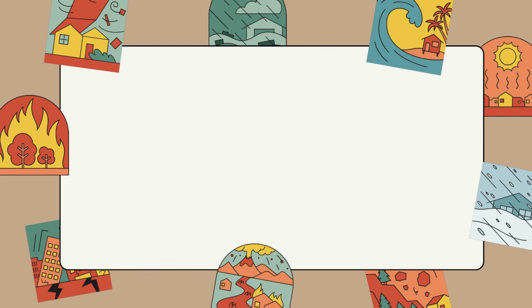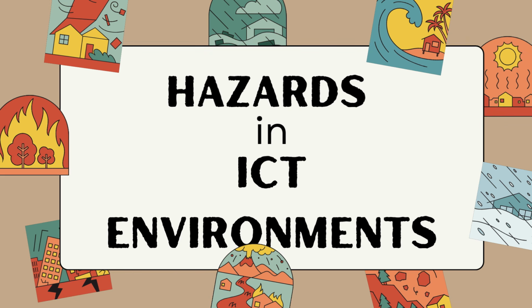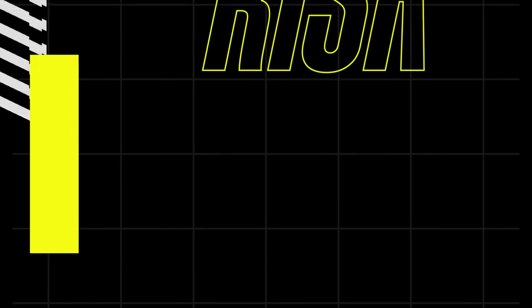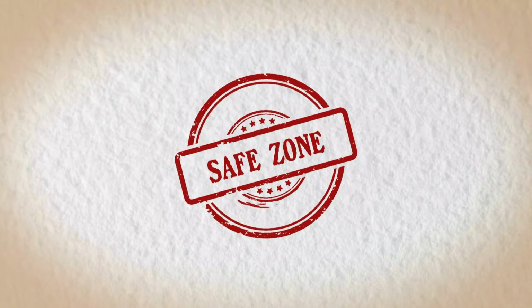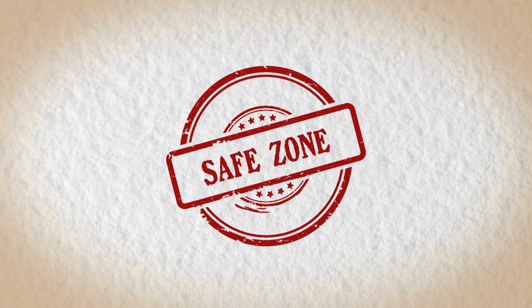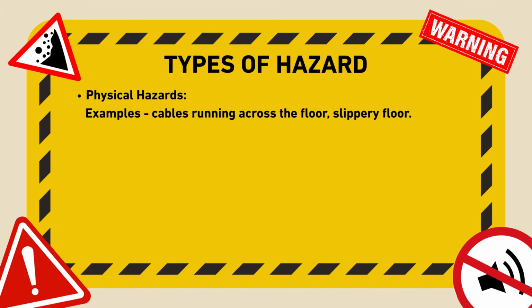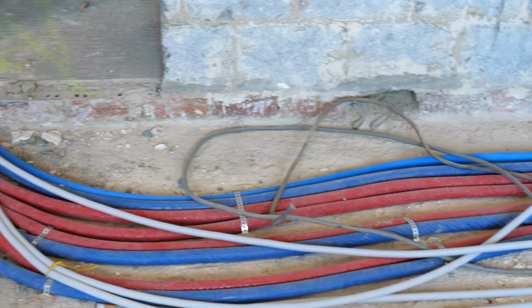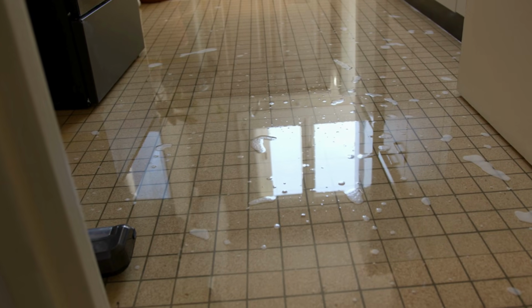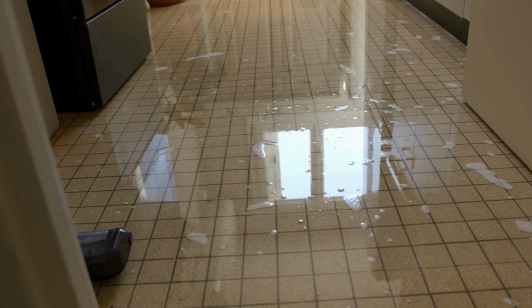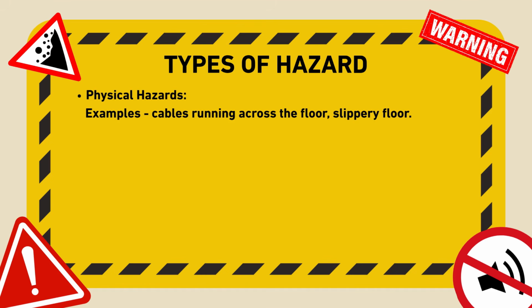And now we'll talk about hazards in ICT environments. These are risks we might encounter when working with computers and electronic equipment, and knowing them helps us stay safe and avoid accidents. First, we have physical hazards. Imagine cables running across the floor. Someone could trip over them. Or a slippery floor near the computer area. This can cause falls. That's why it's important to always keep the workspace tidy and dry.